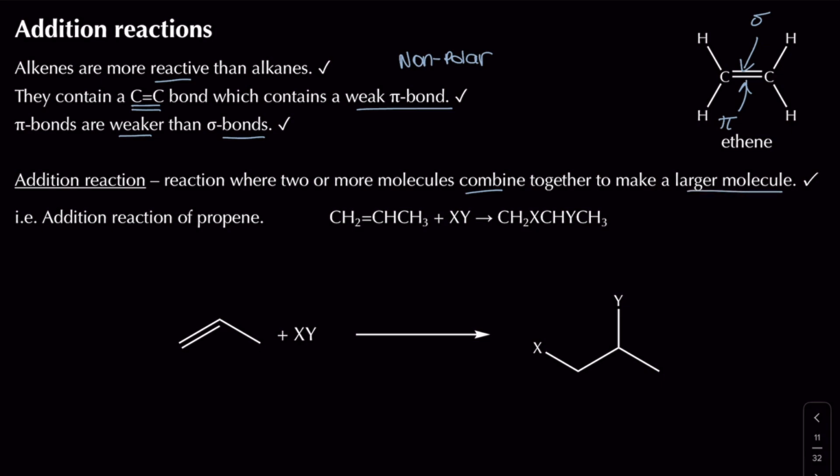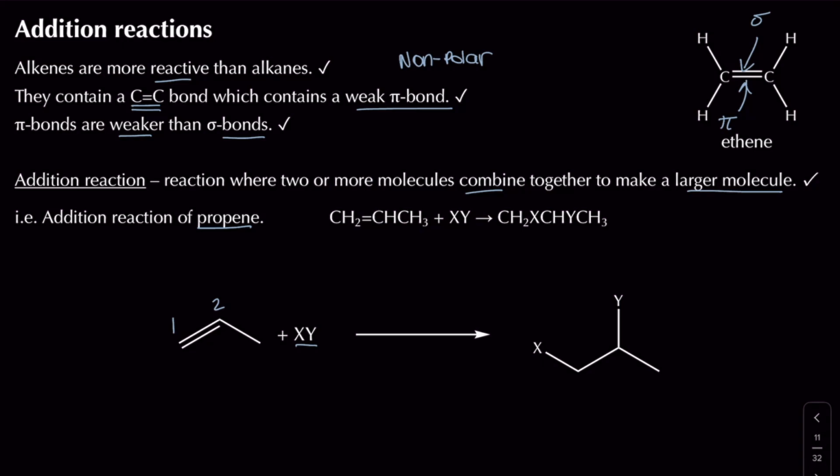Now you can see here I've got an example of propene, and we can have the addition reaction of propene where I've got the carbon-carbon double bond over here, and we can see the carbon atoms within the double bond. We're going to add a molecule of XY, which is just going to be our general electrophile. The actual mechanism that takes place is electrophilic addition, but we'll come on to that in another video. But again, I'm taking XY and I'm adding it across this double bond. So I'll get rid of the double bond.